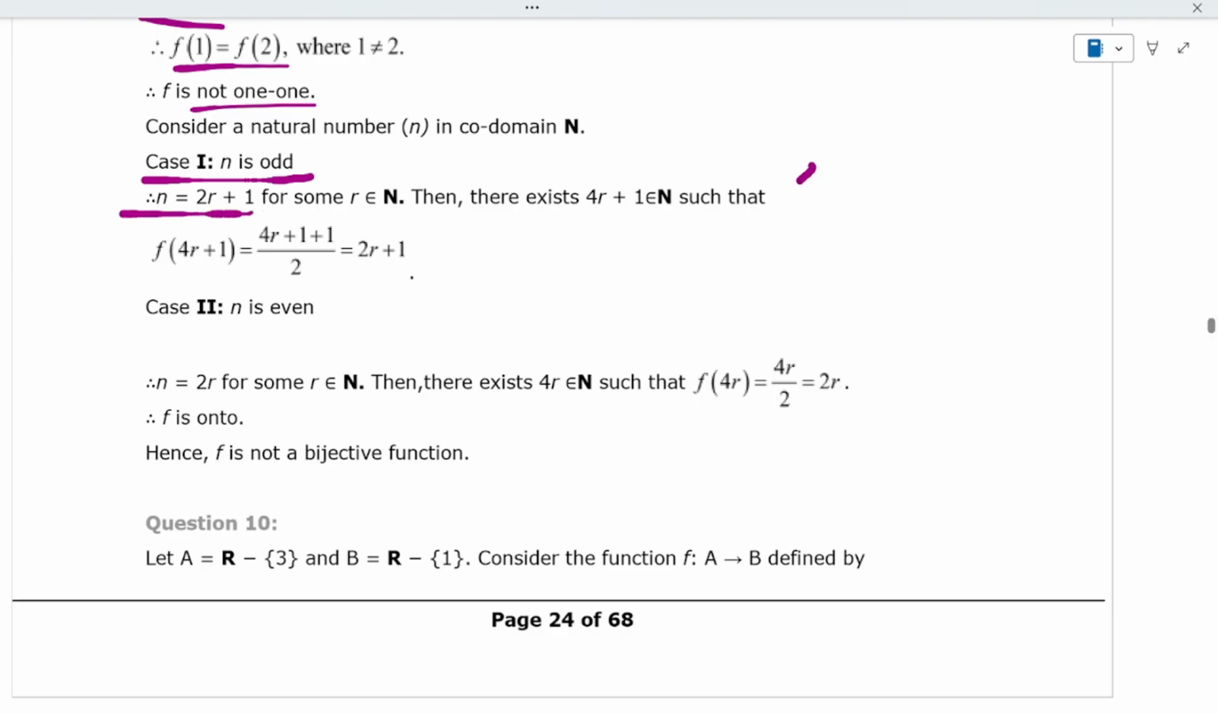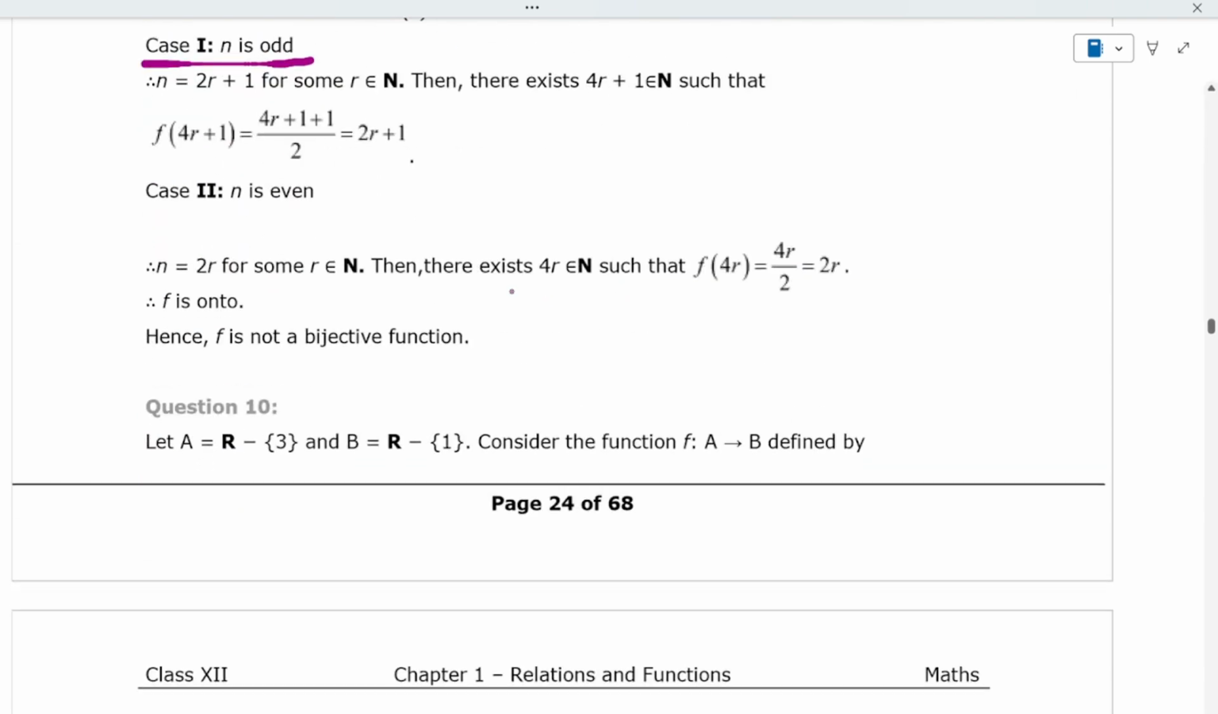Now 3 you should get, right? 3, okay, 3 is an odd number. Now you should do 2 into some r plus 1, right? 2 into 1 plus 1 will be what? 3. So in that place you write r. Okay, next, the same way you will get 2r plus 1.